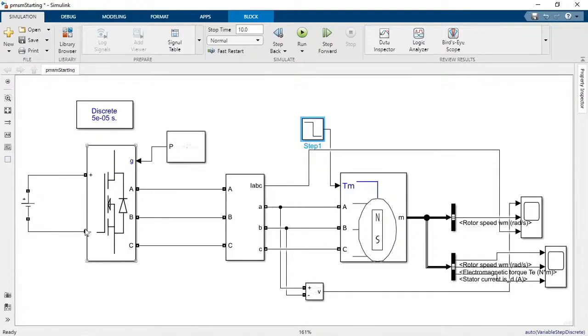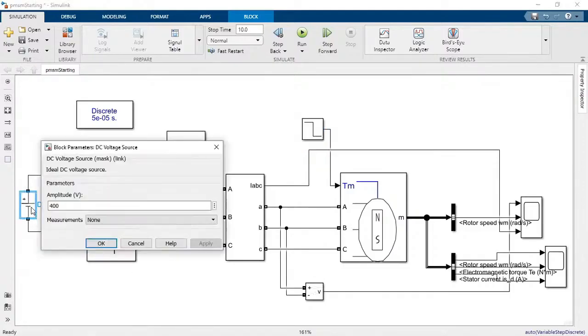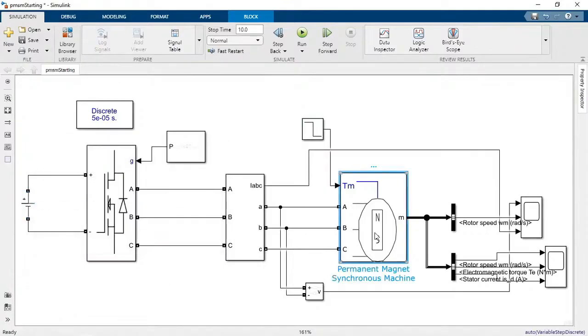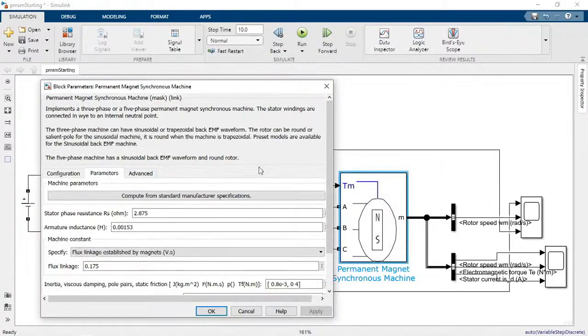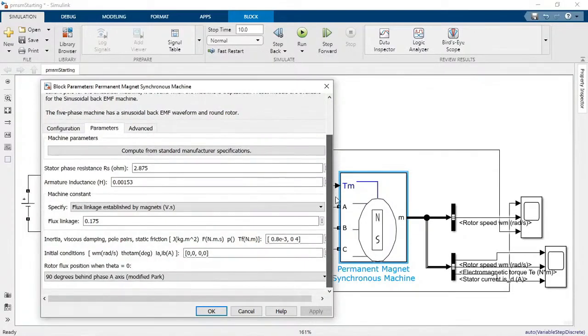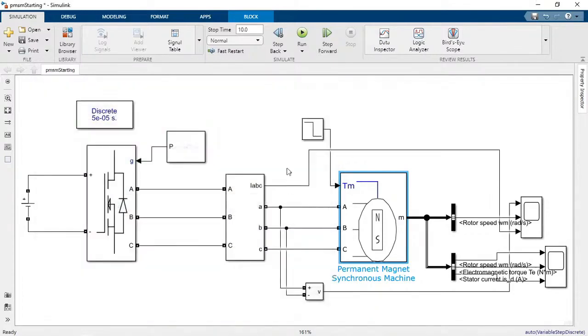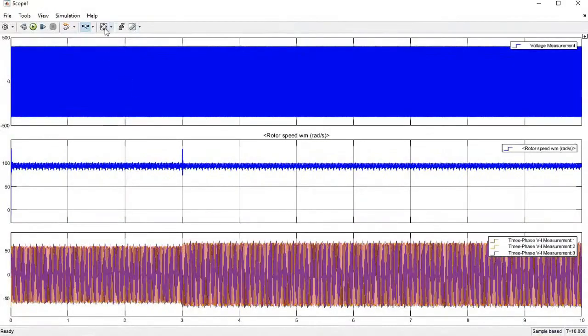Then you connect things and apply, say, 400 volts, whatever you want. Here we can check the motor details, whatever is available. See here the number of poles, the torque, everything will be there. If you run the simulation, you will get the speed running at 100 radians per second. This is not RPM, it is radians per second.